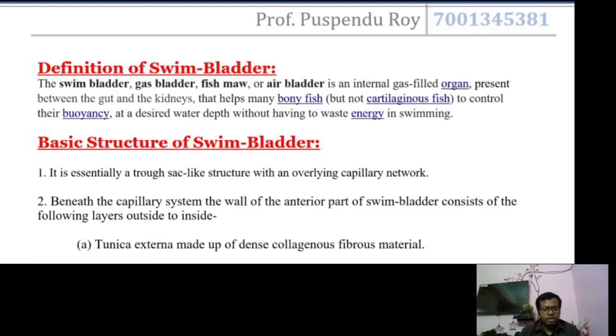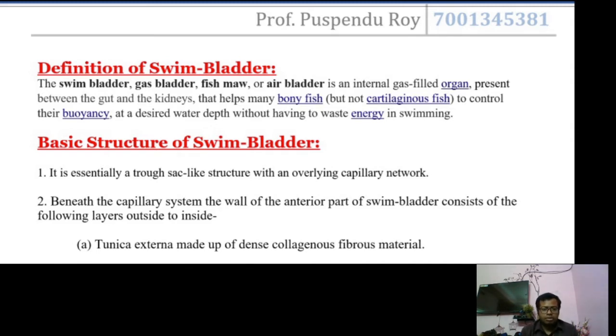It is essentially a tough sac-like structure with an overlying capillary network. This is just a sac with some capillary network covering it. Number two, beneath the capillary system, the wall of the anterior part of the swim bladder consists of the following layers, outside to inside. Another factor is that swim bladder is divided into two chambers, the anterior chamber and the posterior chamber.